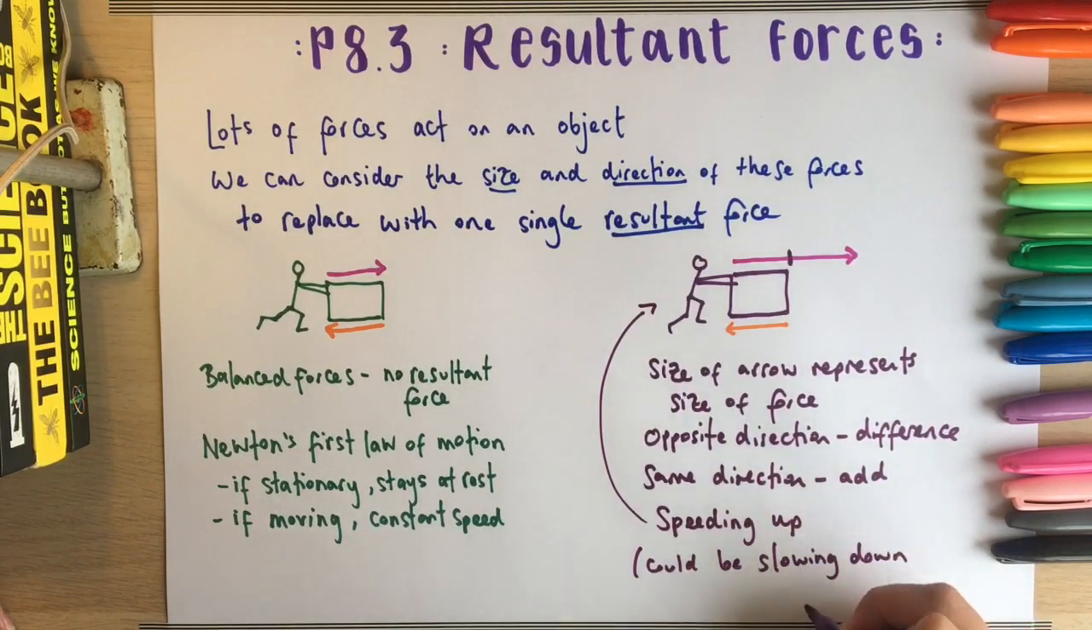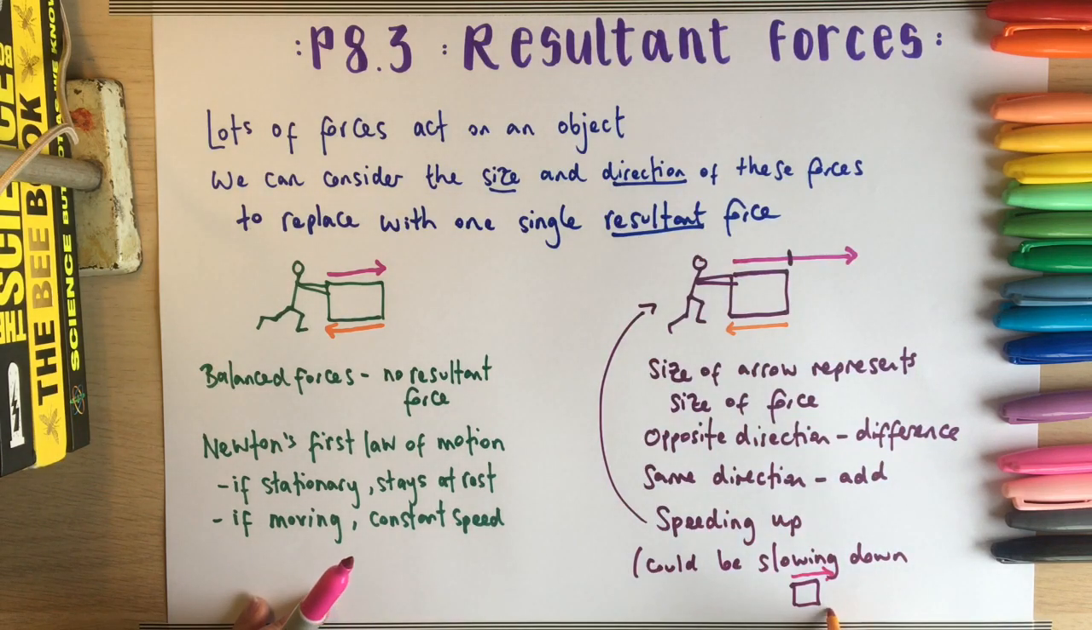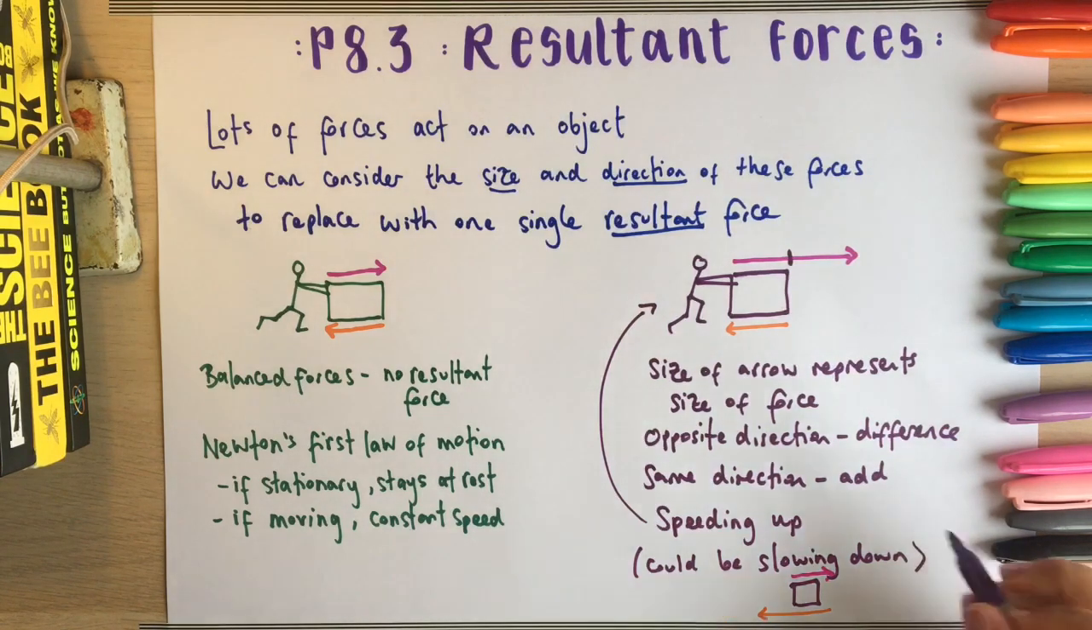if it was a situation where, if we've got a pink arrow, if our orange arrow was bigger, then it could be slowing down if there was an unbalanced force on it. Okay, so I think the next topic that we talk about is motion.